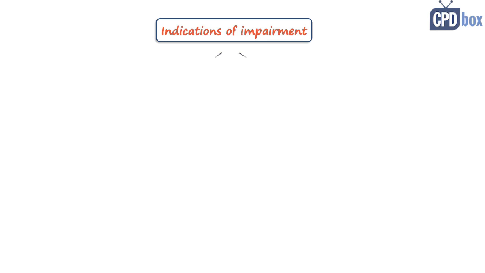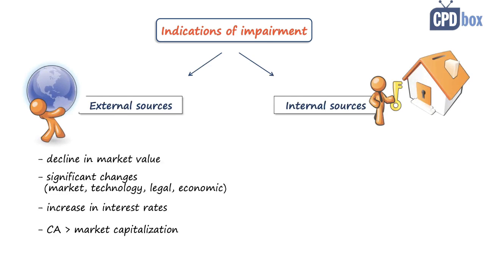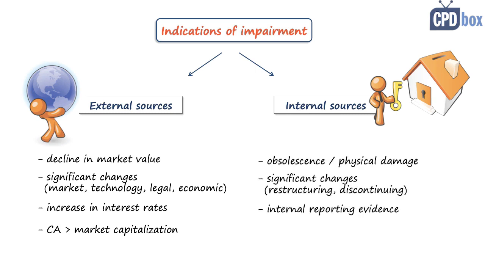As I have already said, there could be external and internal sources of potential impairment. You can see the list of external sources of any potential impairment on the screen. And I'm quite sure that nowadays in these COVID times, there will be a lot of external indicators of impairment, right? Now let's take a quick look at internal sources of information.